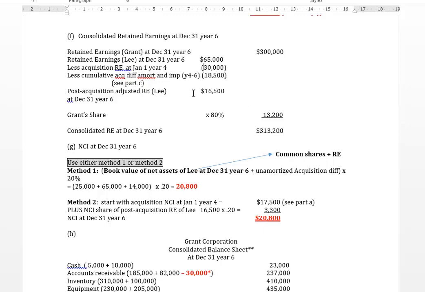The other thing we're going to have to deduct here are any impairment losses or acquisition differential amortizations that we booked from years 4 all the way through to the end of year 6. So where do we get those? We get those from part C of our question.